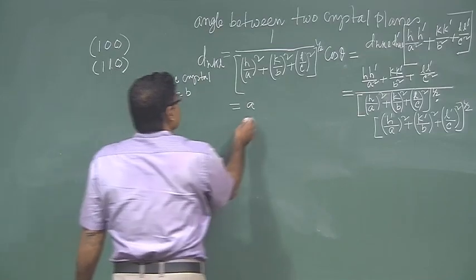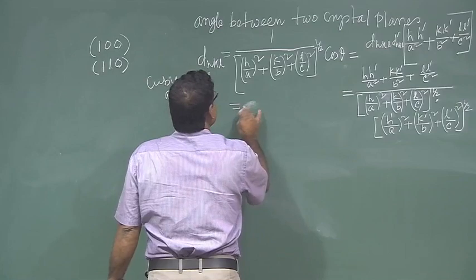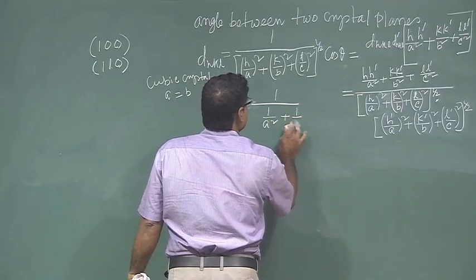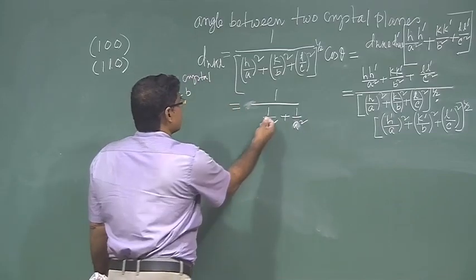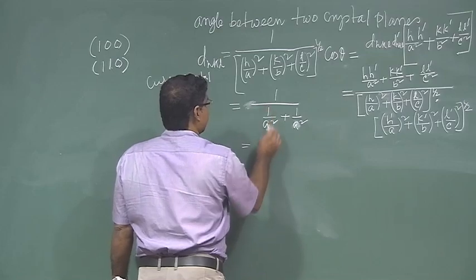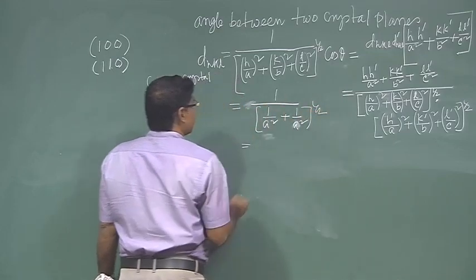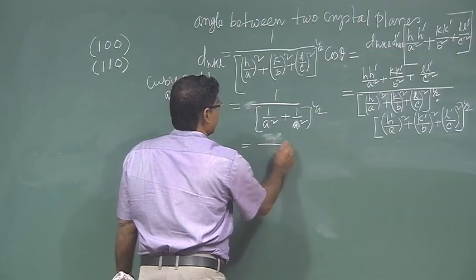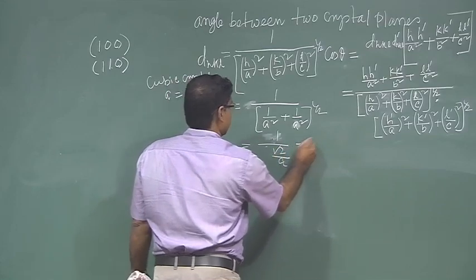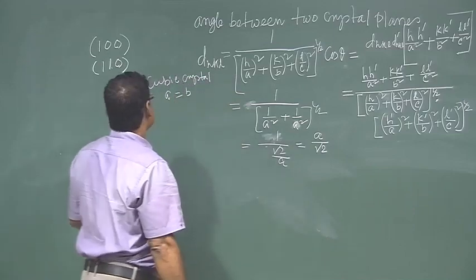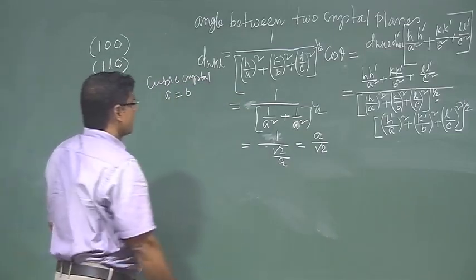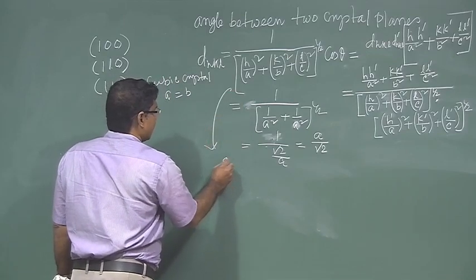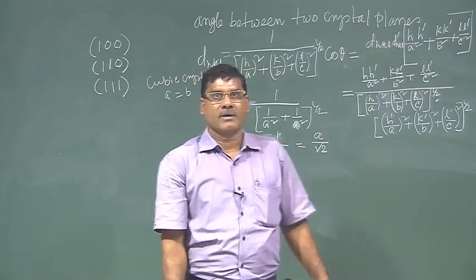So, for this, what will be the value? This is basically 1 by a square plus 1 by b square. So, b will be a. Okay. So, it is basically 2 by a square, and the square root is there, so it will be 1 by root 2 a, so it will be a by root 2, right. Similarly, for the 1 1 1 plane, the planar spacing will be a by root 3.